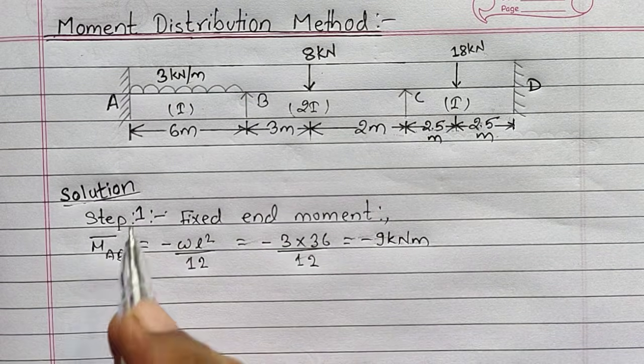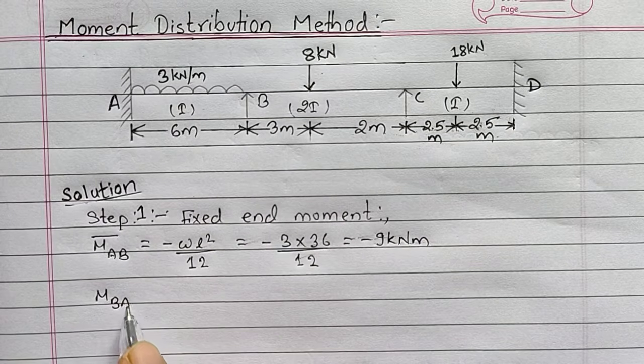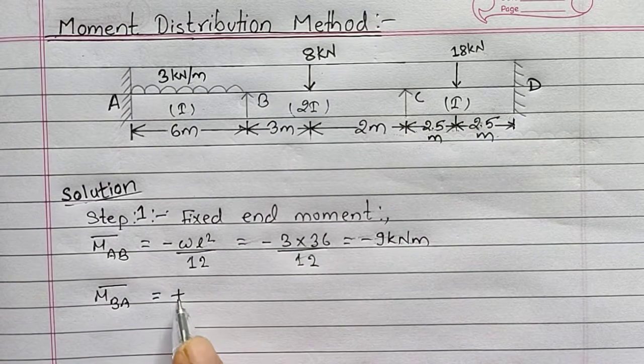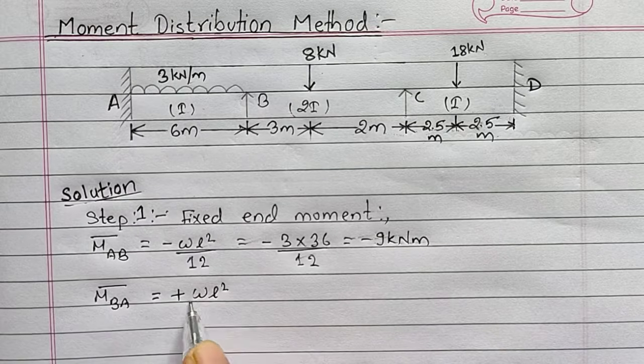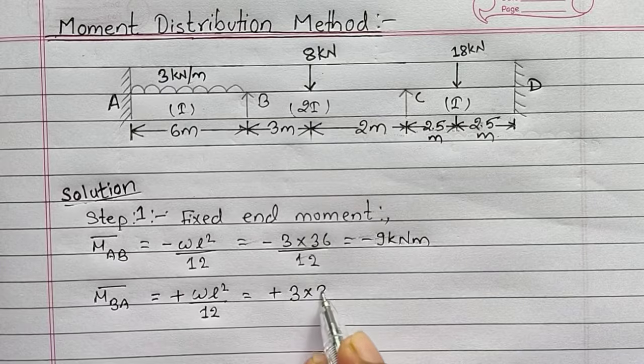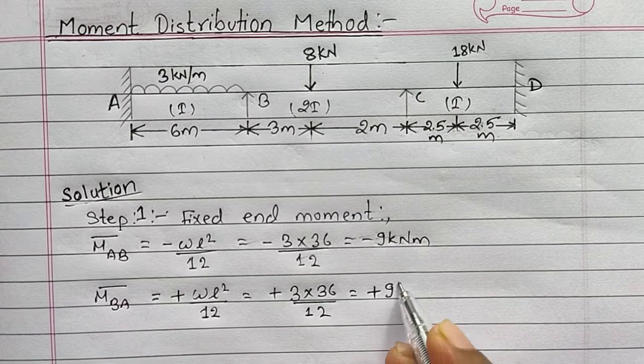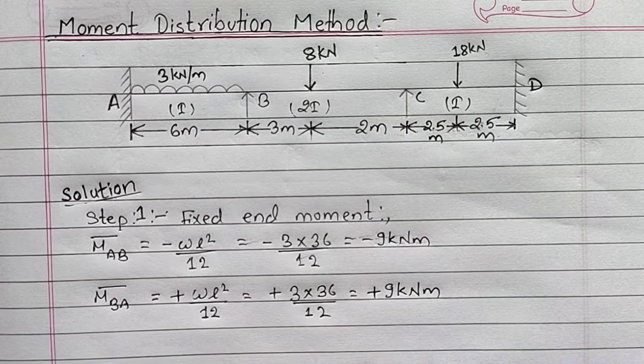Similarly, for the same span AB, moment at end B, MBA, will be given by positive W L square by 12. So everything is same, plus 3 times 36 upon 12. Again we will have here plus 9 kilonewton meter.